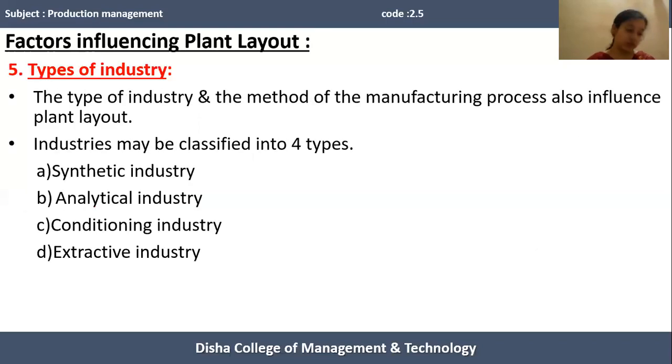The next factor he has to consider is the type of industry. Type of industry plays a vital role while designing the layout of the plant. So according to the nature of the industry, the production manager has to design the layout of the plant. There are four types of industry: synthetic industry, analytical industry, conditioning industry, and extractive industry. Let me explain all the industries in detail first.